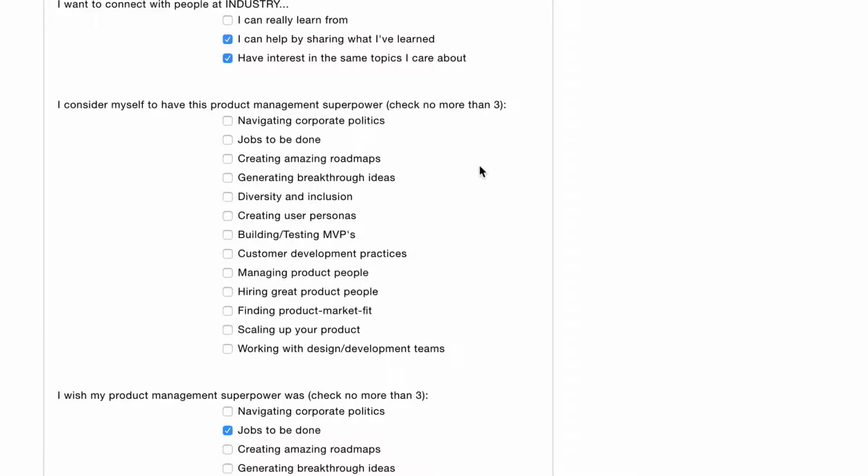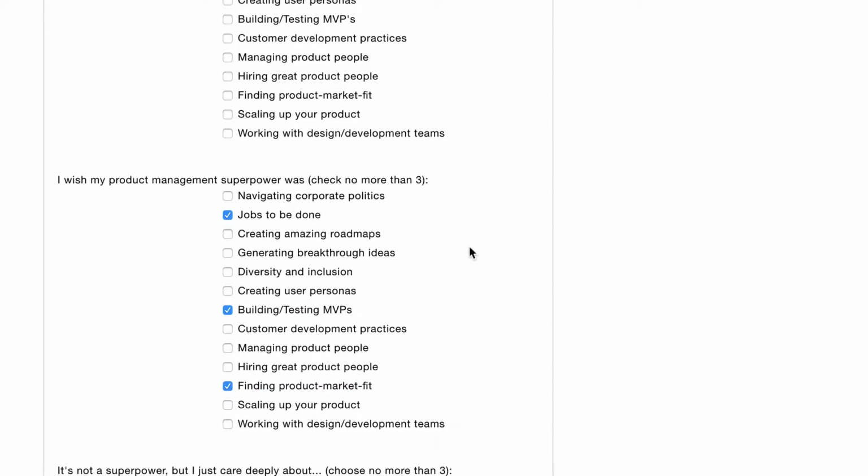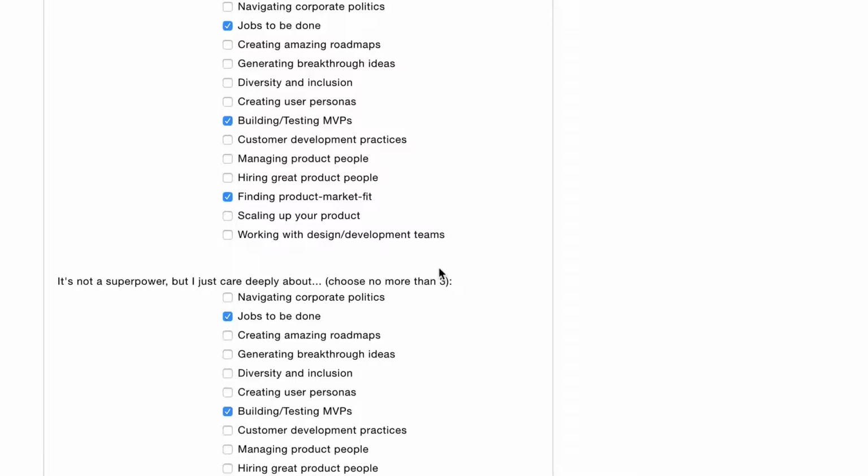It says over here, I consider myself to have this product management superpower. Now you have to check the ones that apply. That's a very complicated question. I can't imagine anyone who's filling this out would be able to answer this in 10 seconds. But it's again a really good power trigger. So they've asked like 4 really dense questions that are completely driven by power for the buyer.